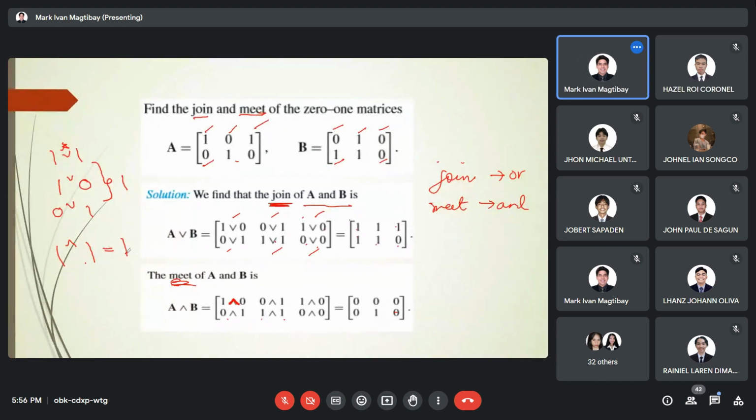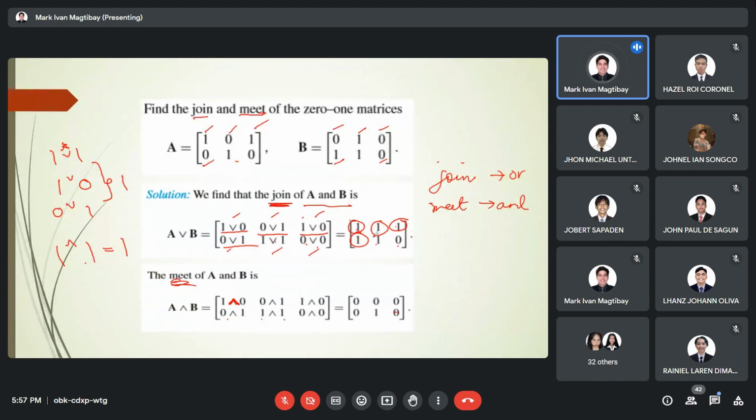Okay? So, isa-assign po natin. 1 disjunction 0 is 1 pa rin. 0 disjunction 1 is 1 pa rin. 1 disjunction 0 is 1. At the same time, 0, 0 disjunction 1 is 1.